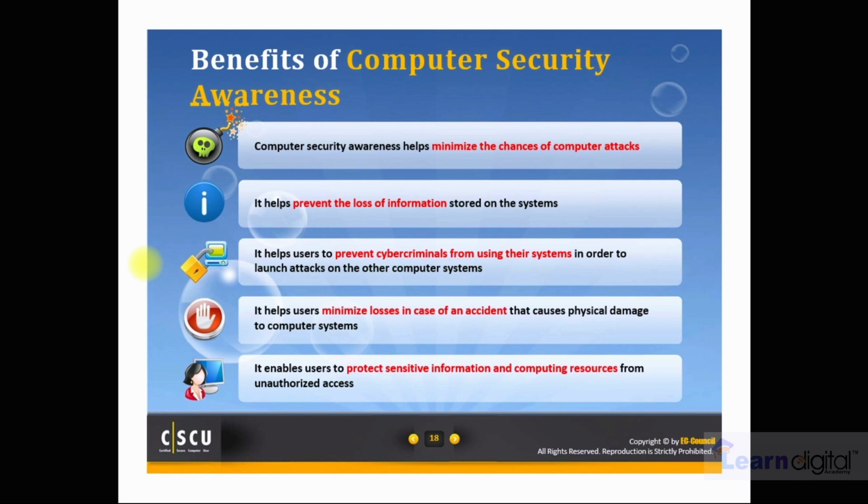So, what are the benefits of computer security awareness? Computer security awareness helps minimize the chances of computer attacks. It will help you prevent the loss of information stored on the system. It will also help you prevent cyber criminals from using your systems to launch attacks on other computer systems. It will also help users minimize losses in case of an accident that causes physical damage to the computer system, and enable users to protect sensitive information and computing resources from unauthorized access.